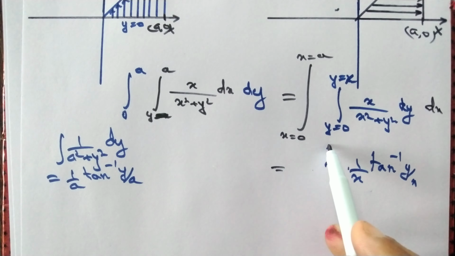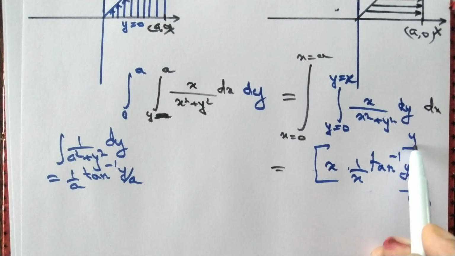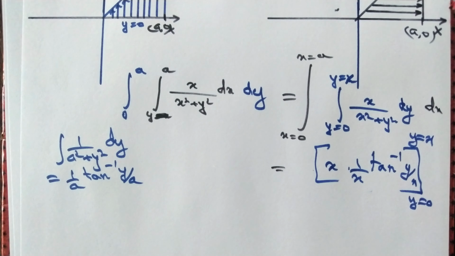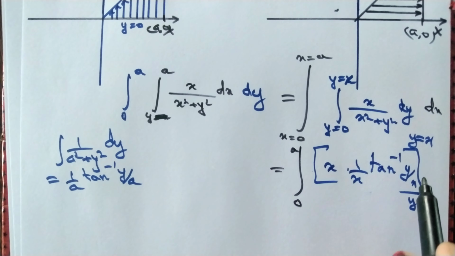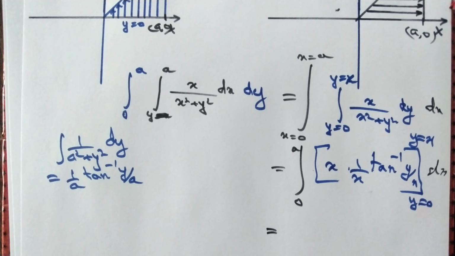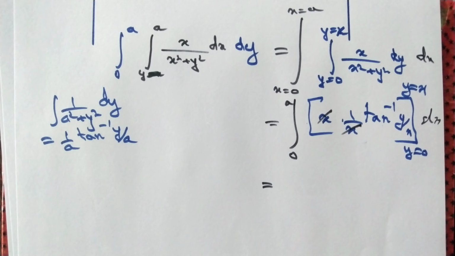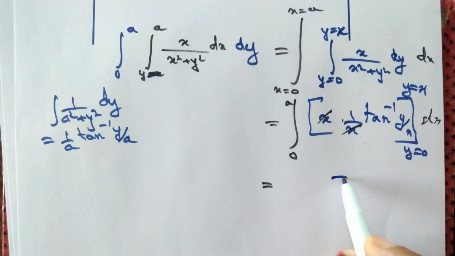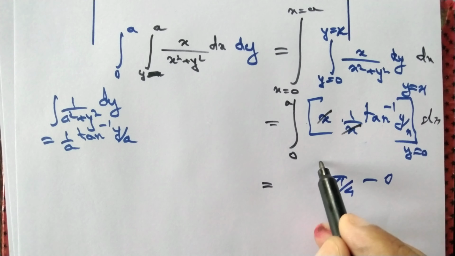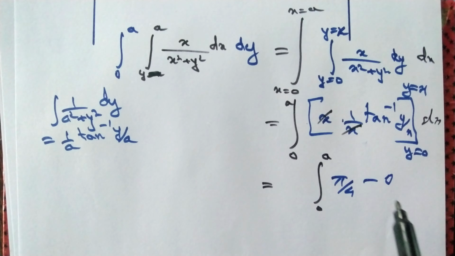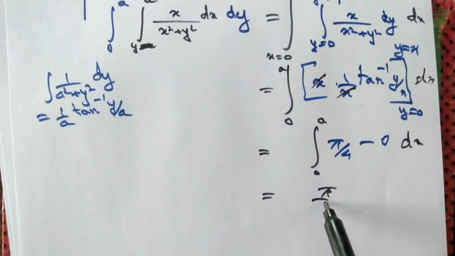We don't write the constant of integration, but we write the limit y changing from y equal to 0 to y equal to x. Lastly, we need to evaluate the outer integral. X is changing from 0 to a dx. So far so good. So we can cancel x out when we write the upper limit. Tan inverse of 1, that's just pi by 4, minus tan inverse of 0 is 0, and we will be integrating from x equal to 0 to x equal to a dx. And that's simply equal to pi by 4a.